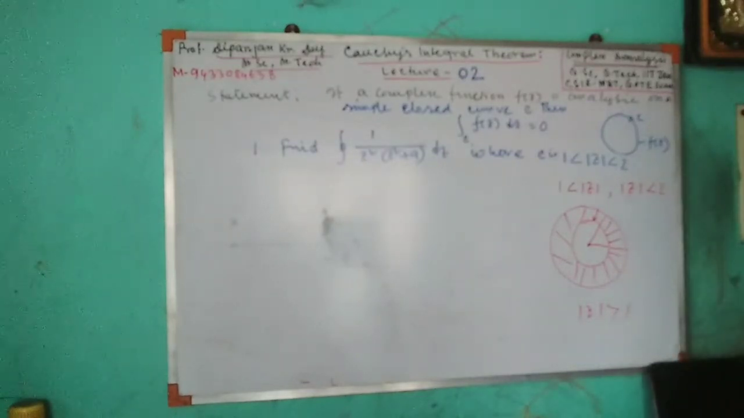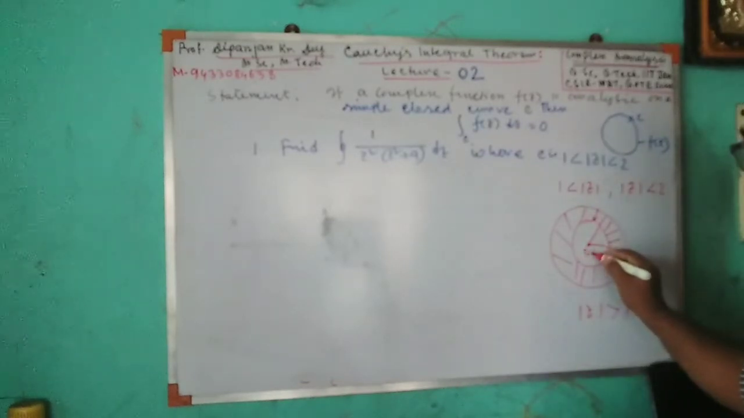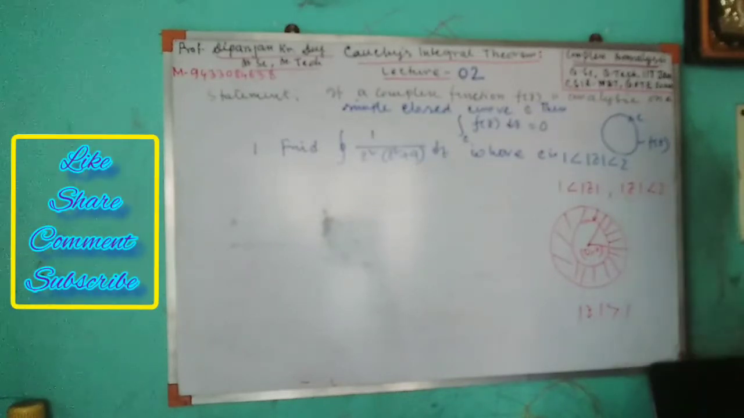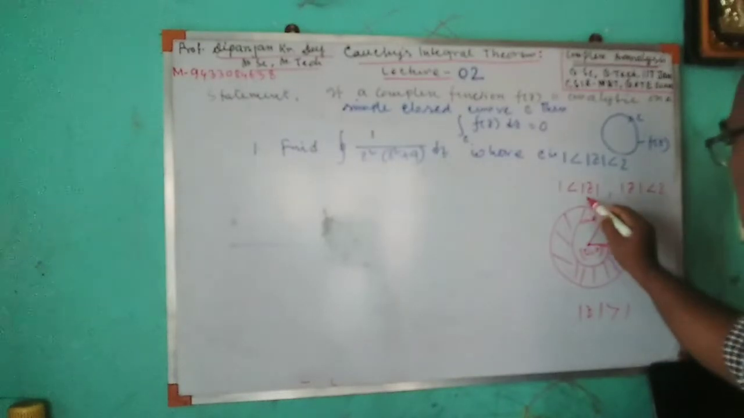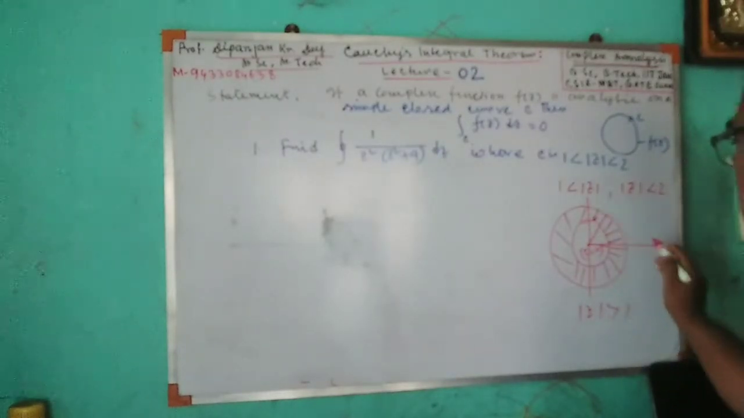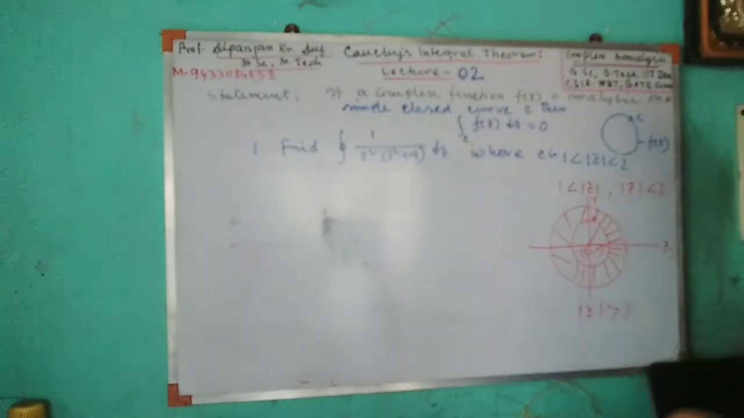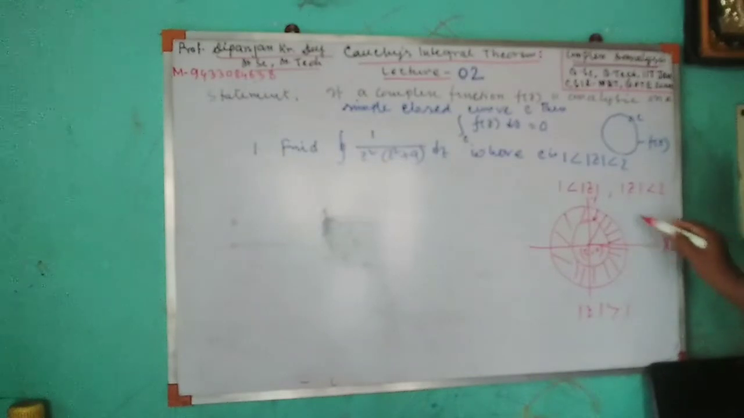Now this is the closed curve, both are closed curve C. The center is 0 0, and this radius is 1 and this radius is 2. Now if we draw the axes, this is the x axis and this is the y axis, or you can say this is the real axis and this is the imaginary axis. Try to understand.